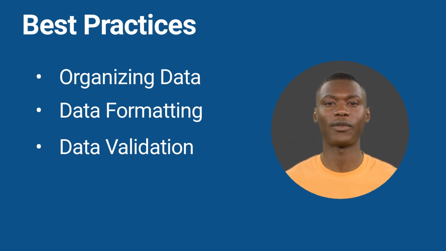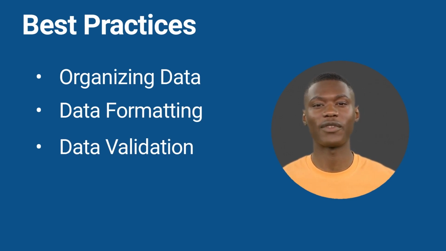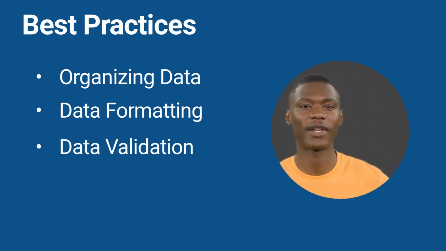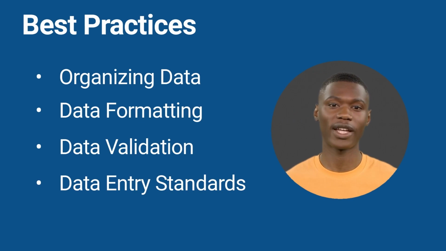Data validation. Data validation is the process of ensuring that data is accurate and complete. It involves checking data for errors and inconsistencies and correcting any errors found. This can be done manually or through automated tools.